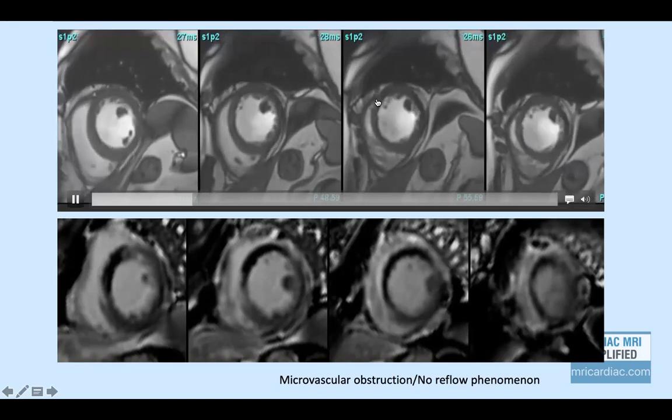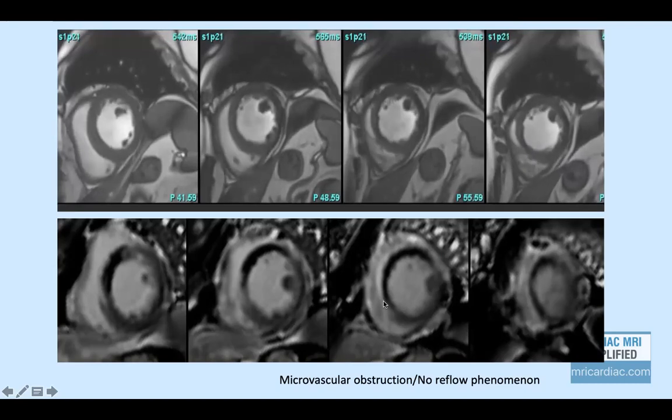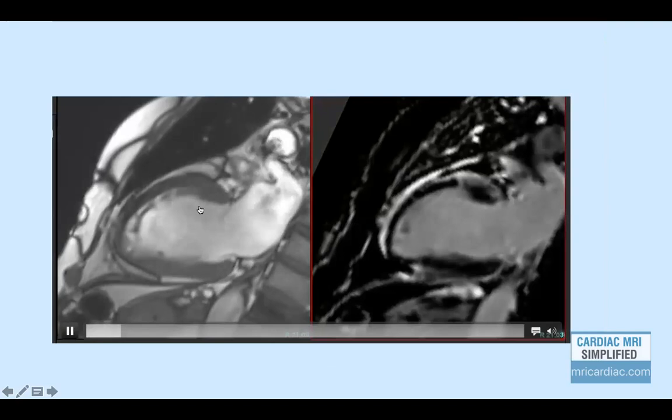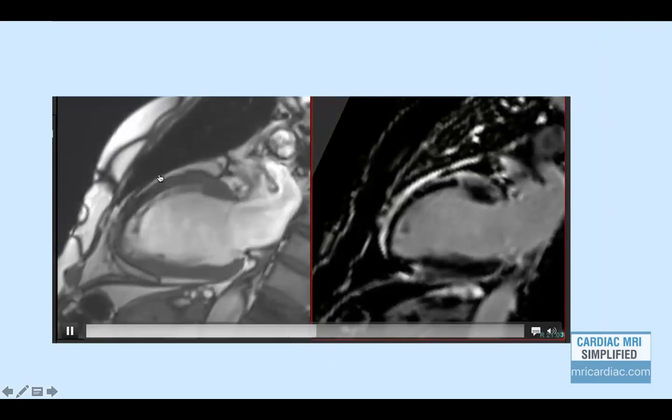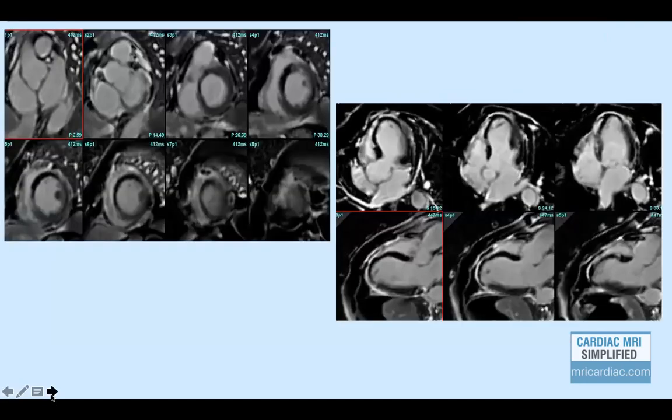Same area which reveals akinesia and no systolic thickening presents as a large hypointensity on LG images. This represents microvascular obstruction. Note this delayed enhancement at the periphery. So within this infarcted core, there is this large area of MVO or no reflow phenomenon which is seen. Same thing is seen on the long axis images as you see over here. No wall motion, but there is extensive hypointensity representing microvascular obstruction.